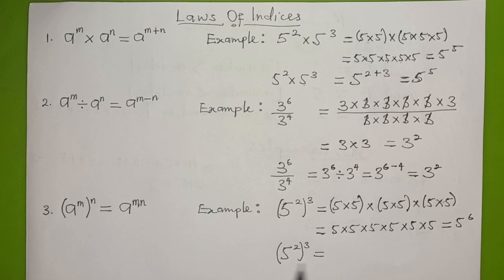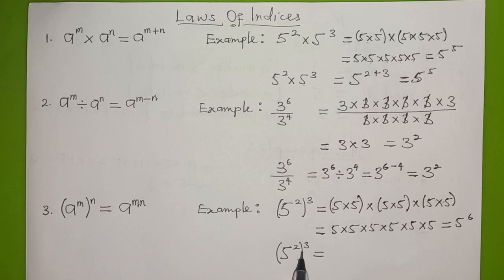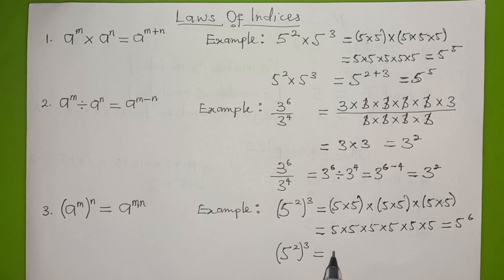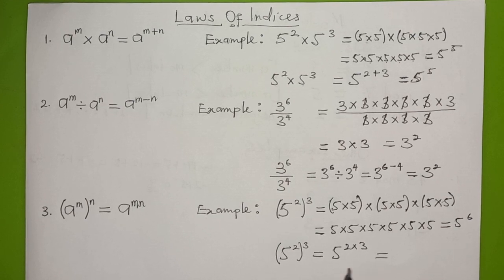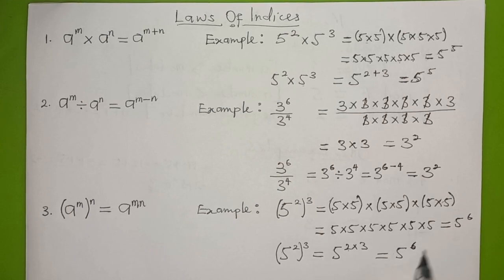Let us try to express the same thing with the law that we have and see whether we are going to get the same thing. The law is saying that all that we need to do is to multiply their powers. So this becomes 5 raised to the power 2 by 3. And 2 by 3 is 6. So this is the same as 5 raised to the power 6, the same answer as in the first approach that we used. I hope this helps.